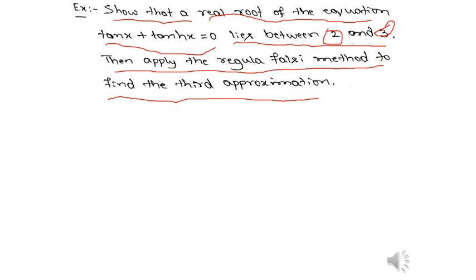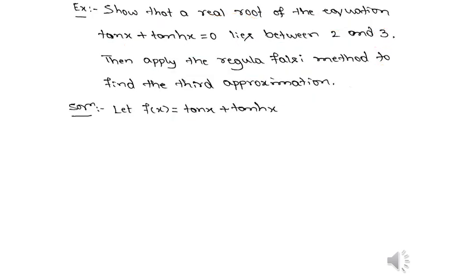Now the first sub question is we need to prove our root lies between 2 and 3. How do we prove this? The root lies between 2 and 3 only when f of 2 and f of 3 have opposite signs. Let us prove that. We have taken this as f of x. We put 2 in the place of x everywhere and we check whether it is positive or negative.